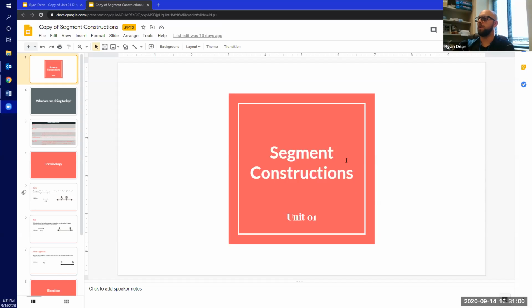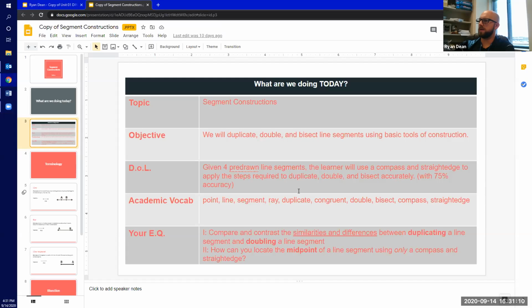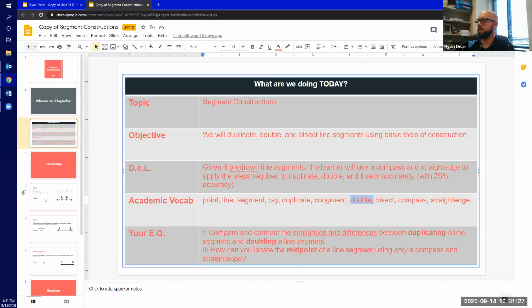Hello, everyone, and welcome back. Today, we're going to be talking about segment constructions. Segment constructions are typically done with things like compasses, a straight edge, that can be a ruler, a protractor, and since we don't have those things available to us right now, we're just going to hit on a few topics. We're going to talk about doubling. We're going to talk about duplication, what the word congruent means, as well as bisect.